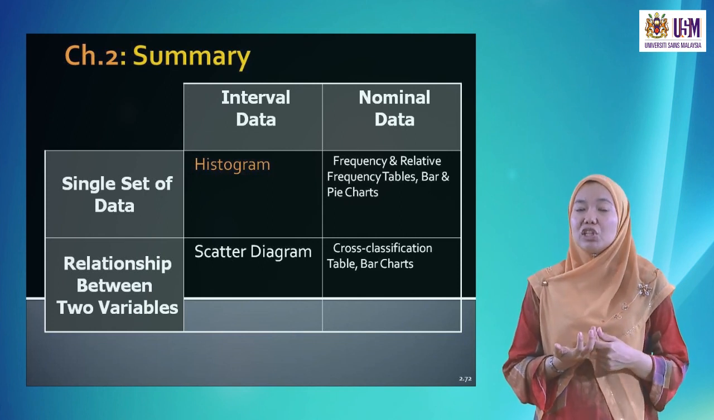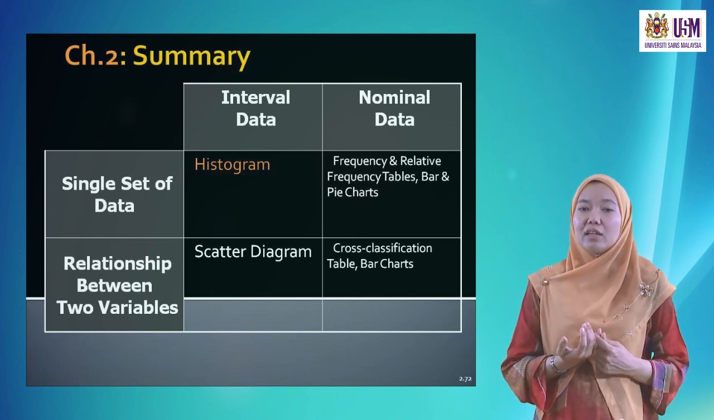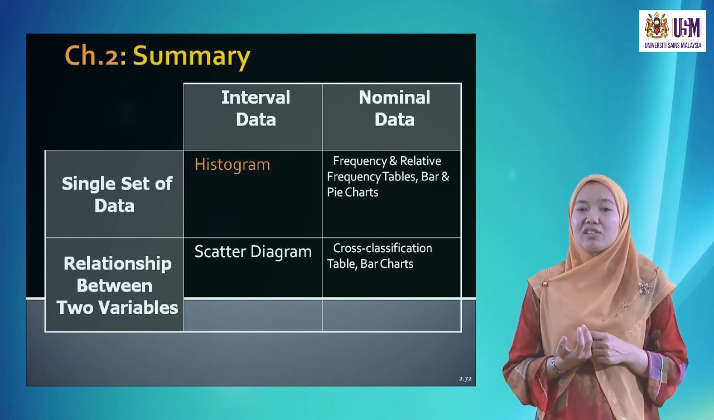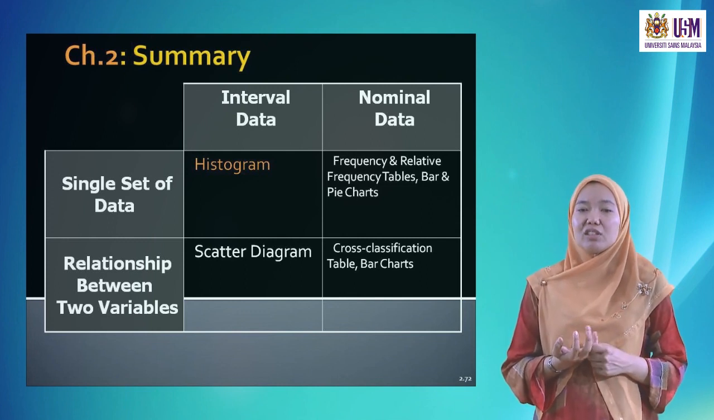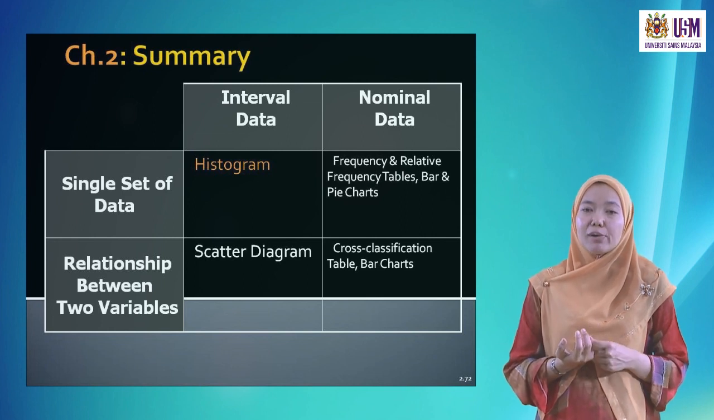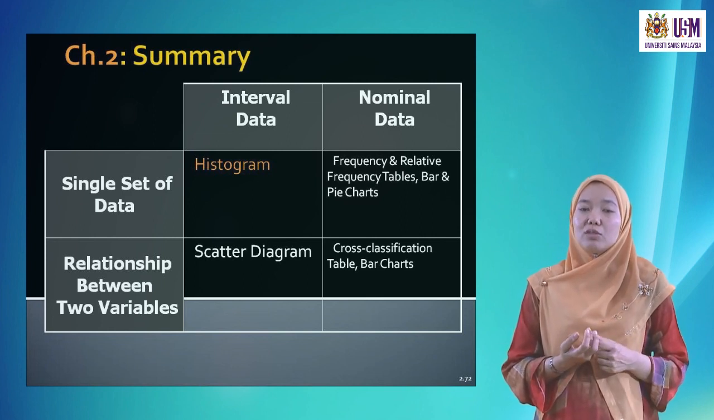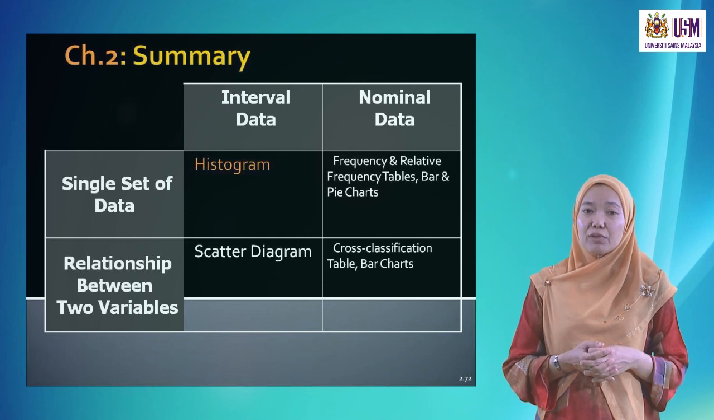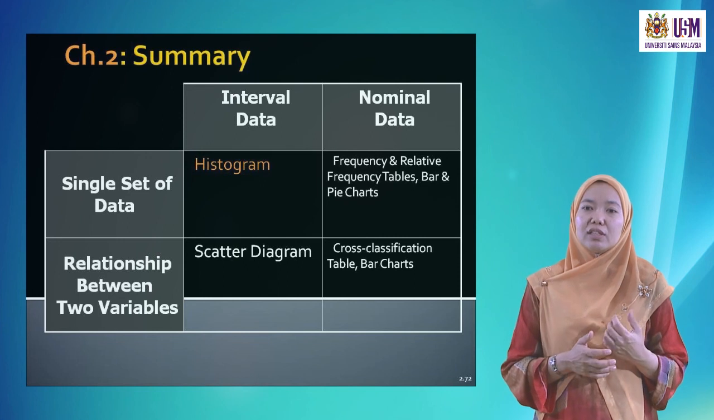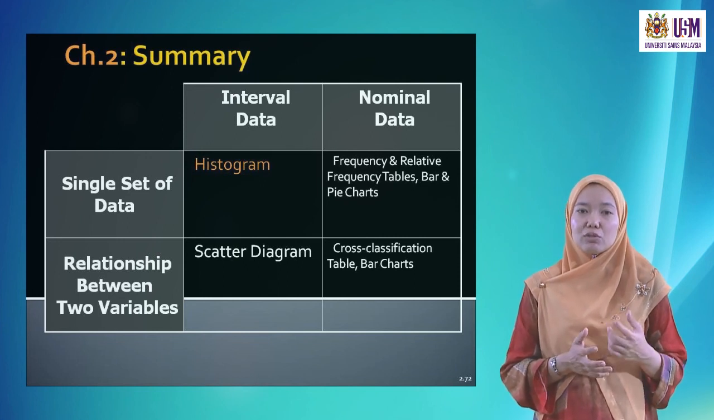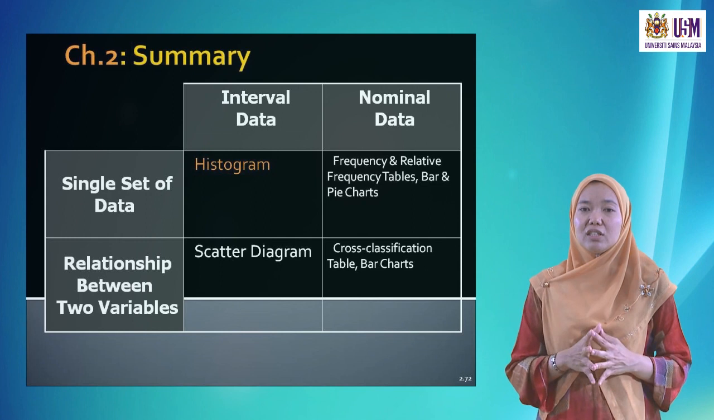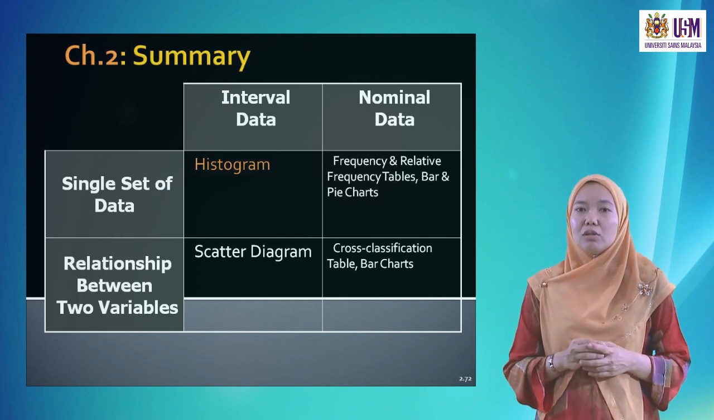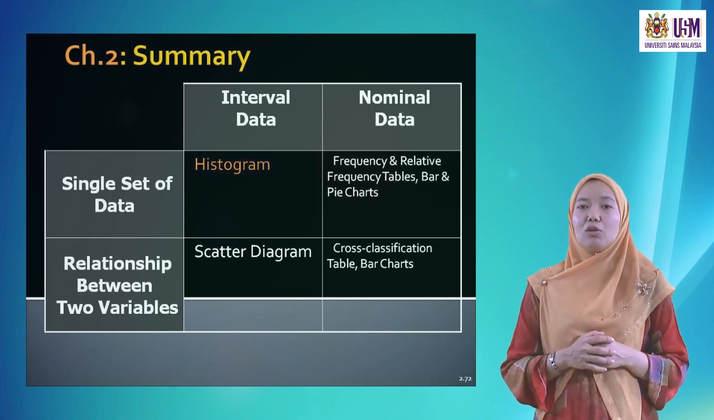Let's say you are discussing GDP as well as inflation, or GDP as well as unemployment, or quantity demanded and price. For that, you need to use a different type of diagram or graph. For example, in this case, you can use a scatter diagram for time series observations. For nominal data, you have cross classification tables, bar charts, and so on. But our focus for chapter 2, I want you to know all about histogram and ogive.